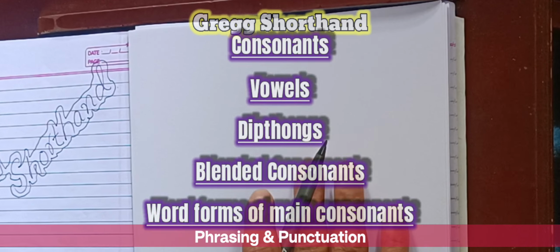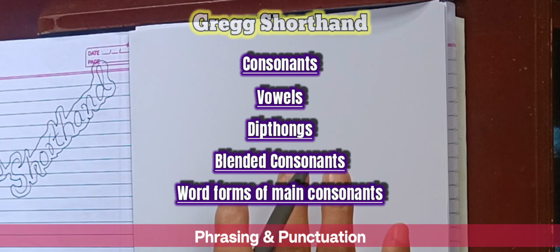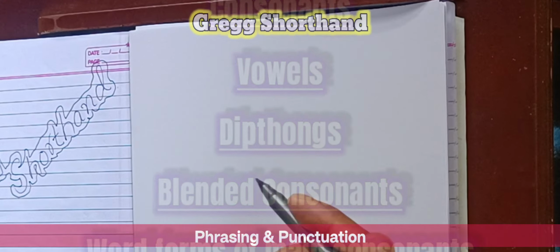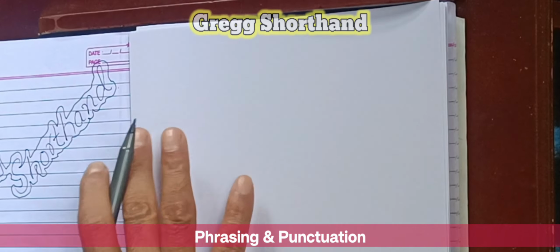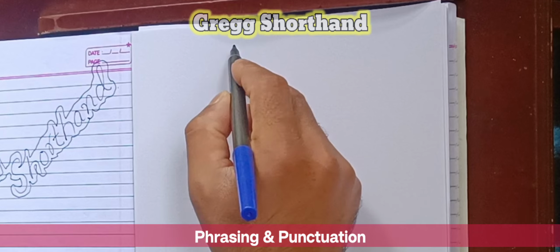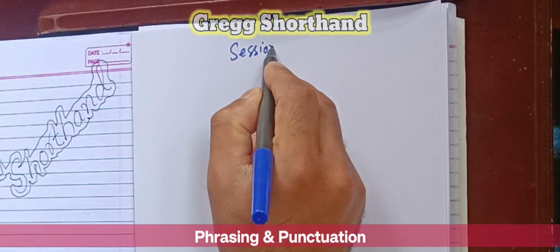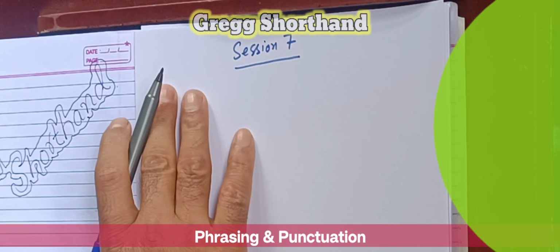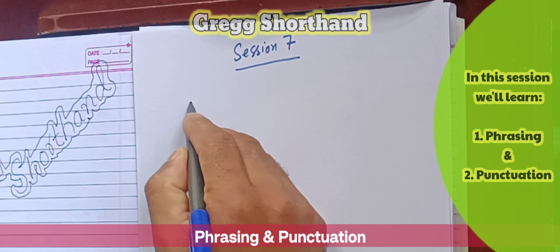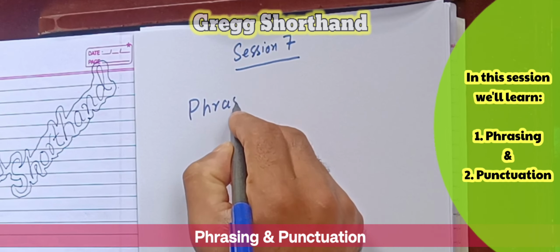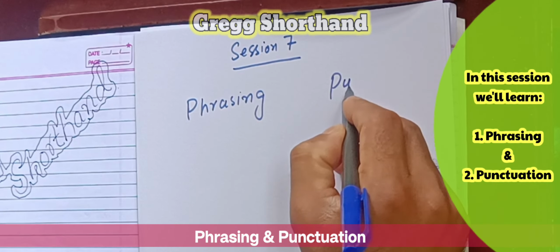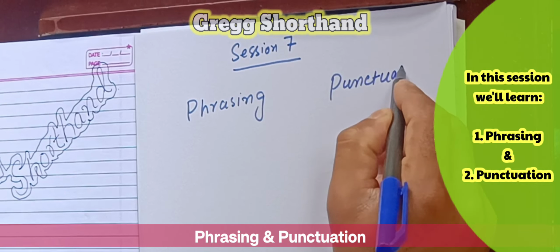So far, we have covered consonants, vowels, diphthongs, blended consonants, and the main consonants with their word forms. In today's session, we are going to learn two important topics, phrasing and punctuation in Gregg Shorthand. This is session 7. One is phrasing and another one is punctuation.